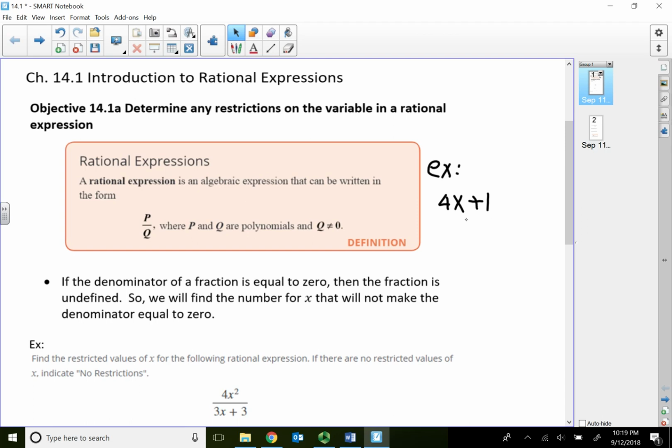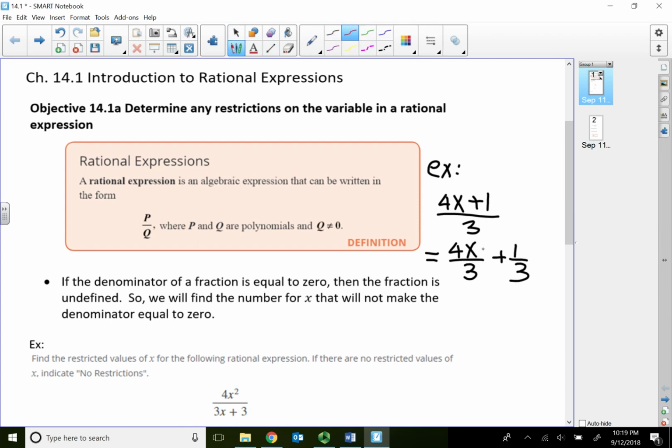4x plus 1 over 3, that is actually not considered a rational expression, because this is actually 4x over 3 plus 1/3, which is considered linear, because linear means the variable is to the first power. So to be considered a rational expression, the denominator has to have some sort of variable with it. So if I have 4x plus 1 over 3x, then that can be considered a rational expression.